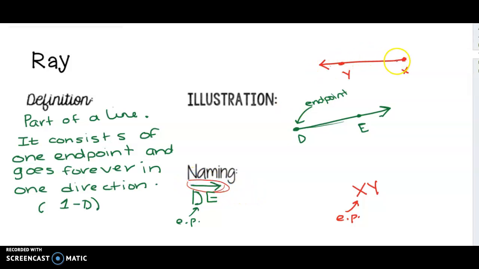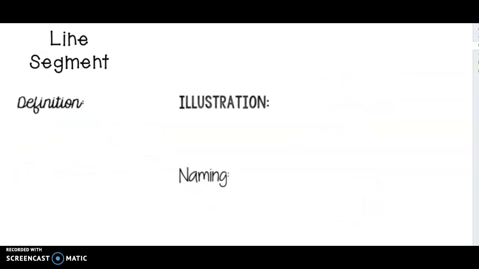Now I want you to notice that even though this arrow faces to the left, the notation we use will always go to the right. Okay, and that's because we always start with the endpoint and then it tells us what direction it's going. So we can just look at the diagram, and if we know it starts at X and goes forever towards Y, we know that it would have to be going left. All right, let's go ahead and do line segment now.